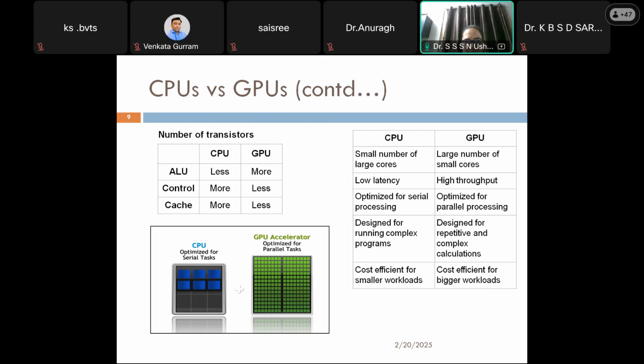Whenever there is a need for parallelization, then it is better to go for GPU. That's the option. So for every application, no need to go for the GPU. CPU is also designed to perform complex tasks, but whenever there is a repetitive task, then we need to go for GPU. Cost efficient for smaller workloads, cost efficient for bigger workloads.